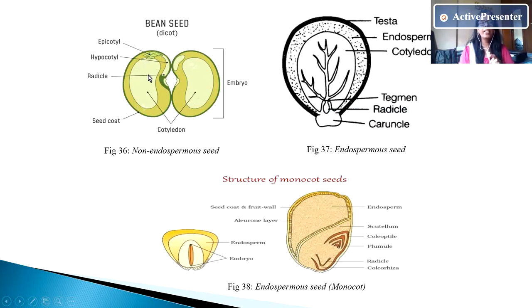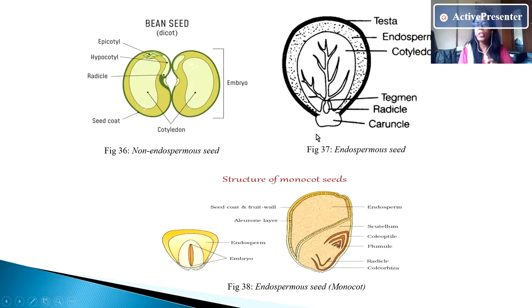Here the bean seed you can see. See, these are the cotyledons. So cotyledons are edible, and you can see the epicotyl, hypocotyl, radicle, etc. and these 2 cotyledons. Then this is the non-endospermous seed. The endosperm is completely absorbed by the developing embryo here. So cotyledons become fleshy and edible.